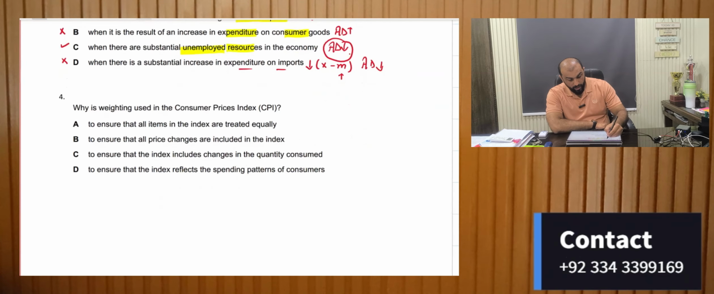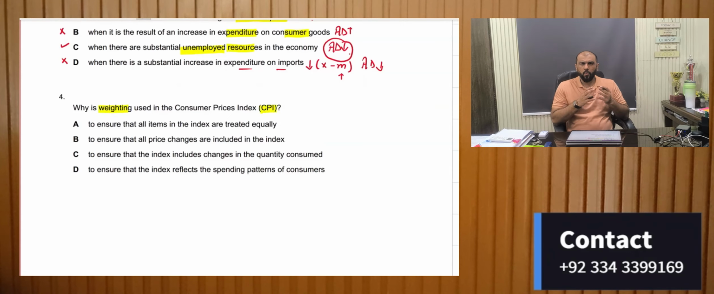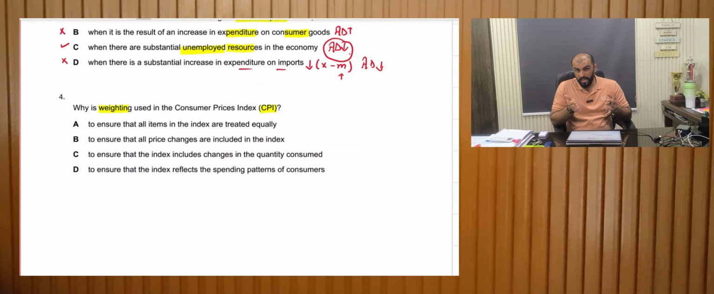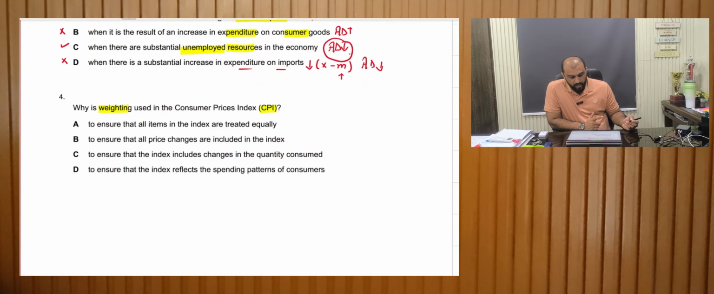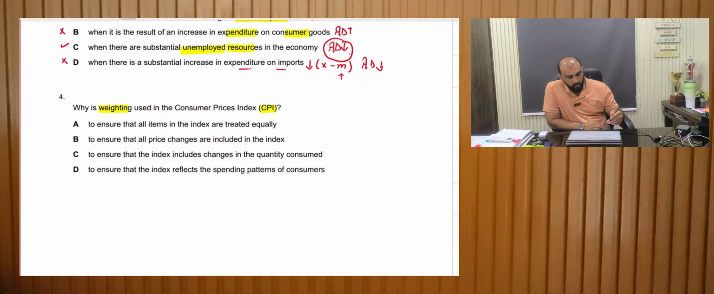Fourth, why is weight used in the CPI? Now, weights are used in the CPI to show the proportion of income that is being spent on that particular category. So that is the basic reason. Let's look at the options. To ensure that all items in the index are treated equally. They're not treated equally. You might be spending more on food, less on leisure, so then they're not treated equally.